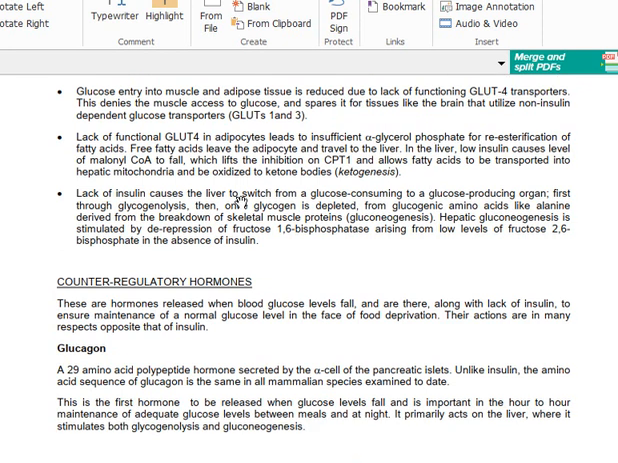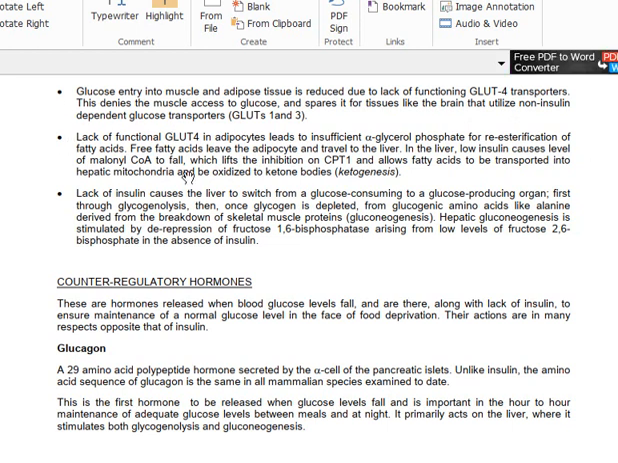Is it clear? So the free fatty acid is going to be left at the level of the adipocyte, and is also going to travel. Since the fatty acid now is free and not stored, it is going to travel to the liver. In the liver, low insulin now causes the level of malonyl CoA to fall. Is it clear?